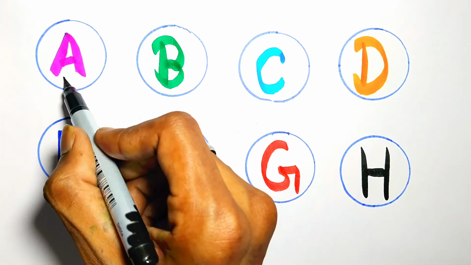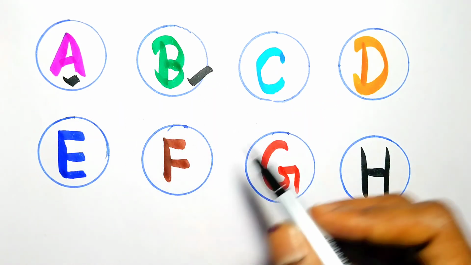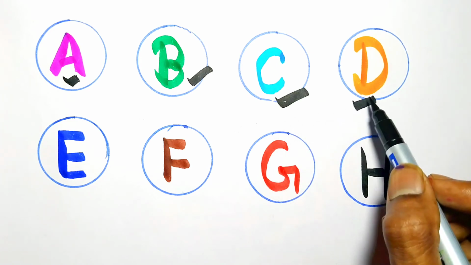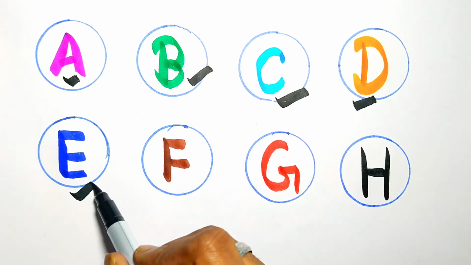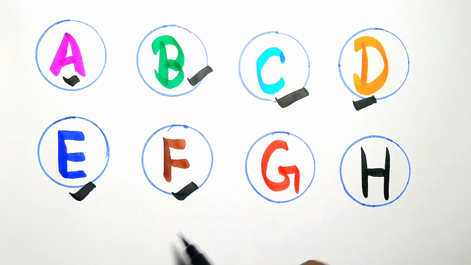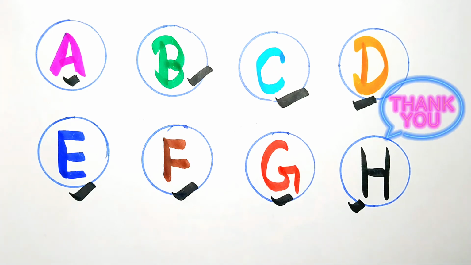A. A for apple. B. B for ball. C. C for cat. D. D for dog. E. E for elephant. F. F for fish. G. G for grapes. H. H for horse.